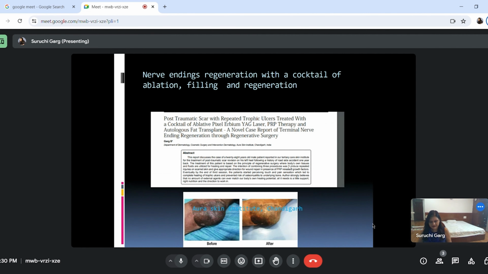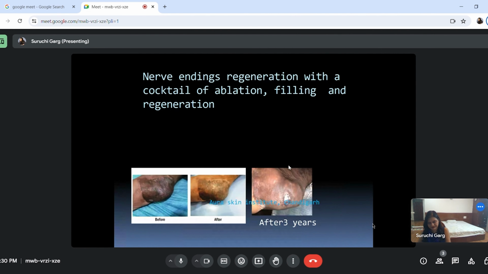So this patient shifted abroad, and then he came to us after 2.5 years, and I was completely taken aback looking at his skin texture. There was no trophic ulcer. He met with an injury, and this was the only anesthetic patch on this entire foot, and the rest of the area was completely normal. The pain sensations were there. The touch sensation was there.